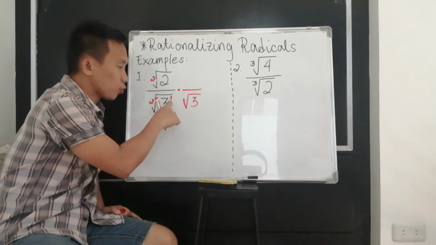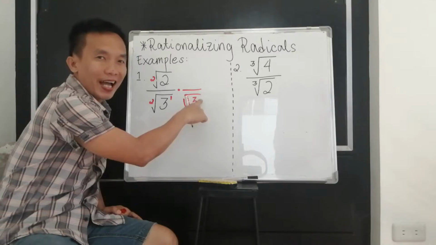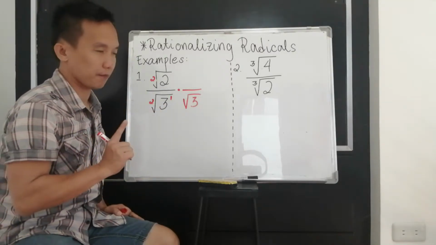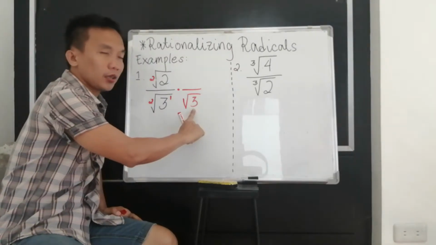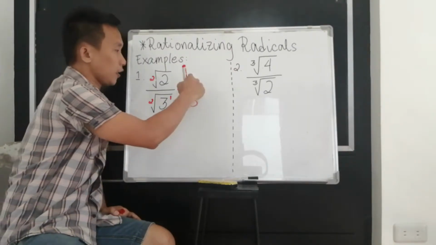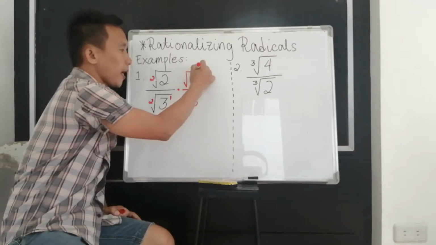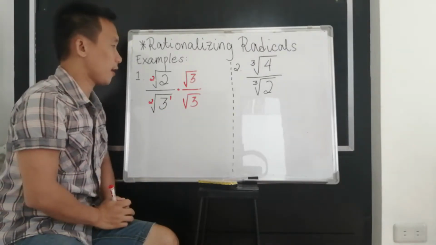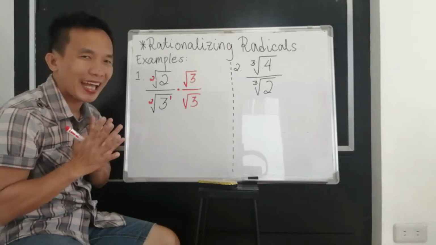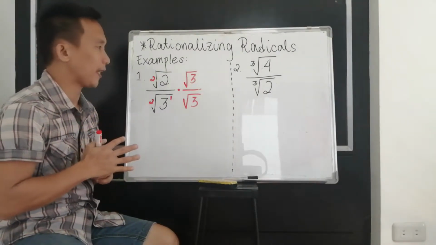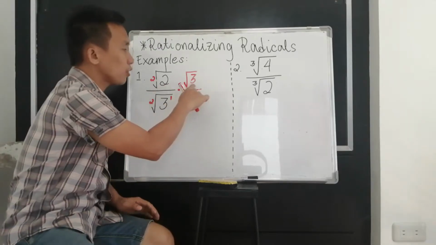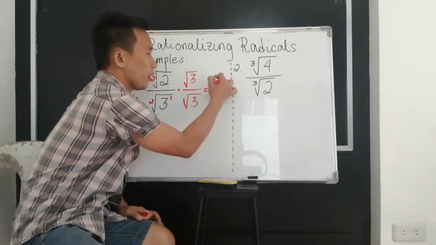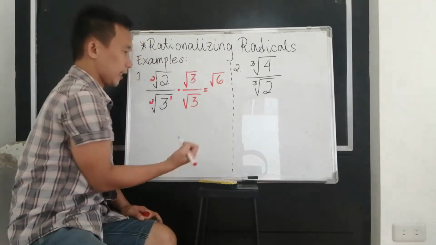So that is 1 and 1. If you add that, that will be 2. It will now be the same. And whatever you multiply in your denominator, you also multiply in your numerator. So now, we can proceed with our multiplication. So 2 times 3, that is square root of 6.